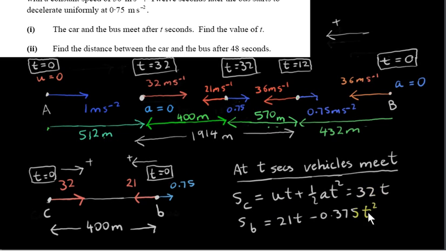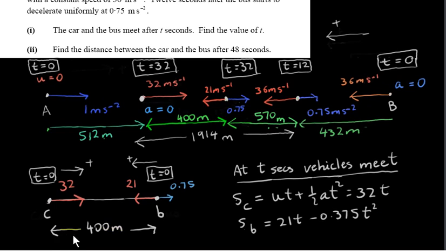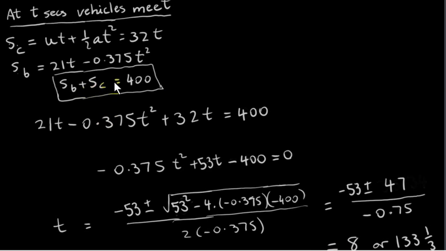So we're assuming that t is the time at which they meet. But what's so special about these two distances? Well, the sum of them must be equal to 400. Both these distances will come out to be positive because I followed the correct convention. Distances to the right are positive for the car, distances to the left are positive for the bus. And the total distance travelled by both bus and car when they meet will be 400 meters. So, adding these two together, setting them equal to 400, leads us to this quadratic equation.